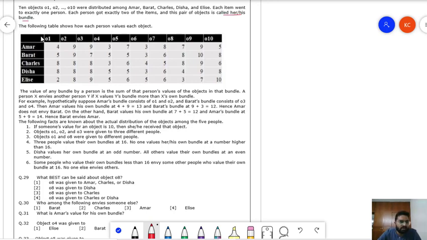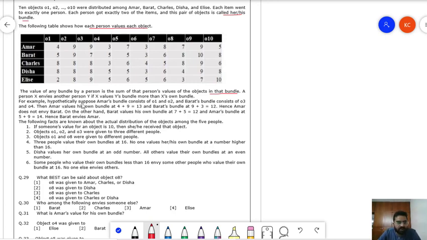सबके पास दो दो गया कुल. फॉलोइंग टेबल शोज हाउ ईच पर्सन वैल्यूज ईच ऑब्जेक्ट. ओके सो देयर वैल्युएशन इन टर्म्स ऑफ माइंड. द वैल्यू ऑफ एनी बंडल बाय अ पर्सन इज द सम ऑफ द पर्सन्स वैल्यू ऑफ दोज ऑब्जेक्ट्स इन द बंडल. अ पर्सन X एनवीज पर्सन Y इफ X वैल्यूज Y's बंडल मोर देन X's ओन बंडल. सो देयर इज समथिंग कॉल्ड एनवी का कॉन्सेप्ट. ठीक है, थोड़ा सा कॉम्प्लिकेटेड हो रहा है.